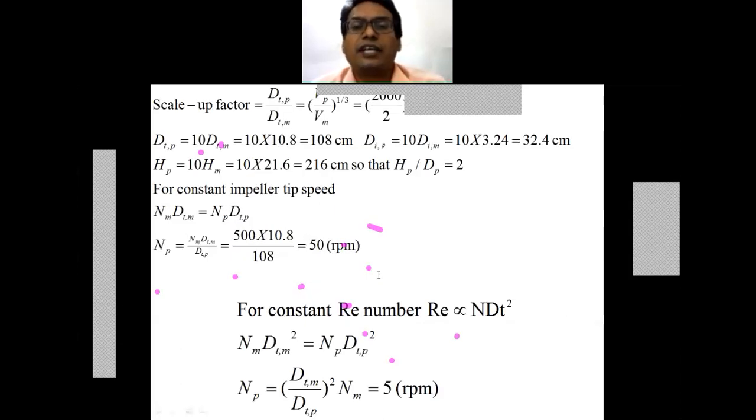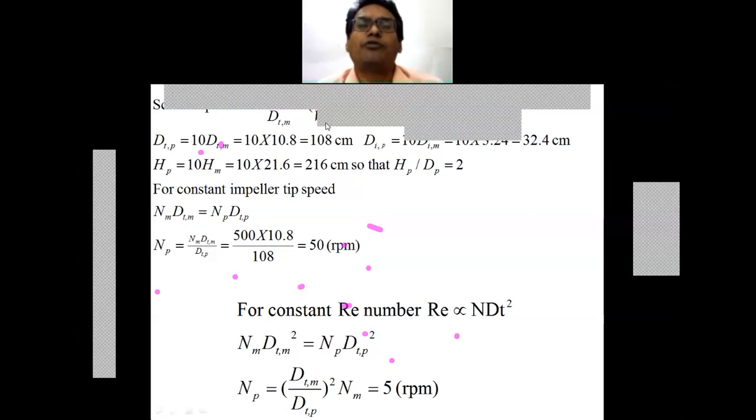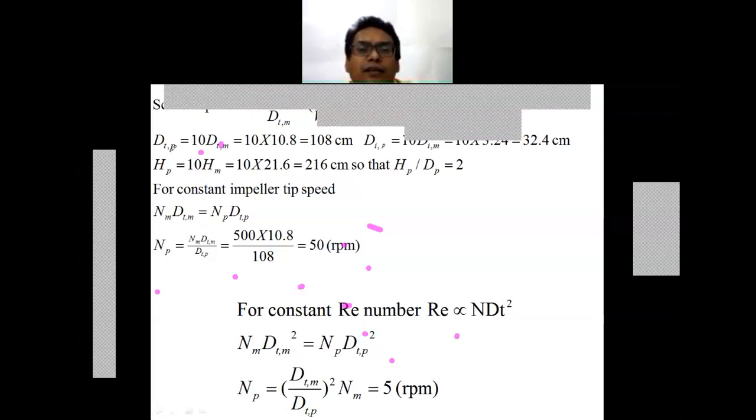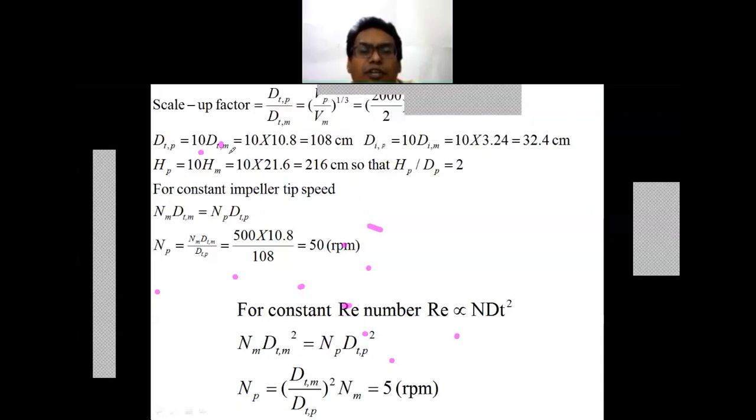The scale factor Dtp upon Dtm is the ratio of the diameter of the prototype tank to the diameter of the tank in the model. That corresponds to the volume of the prototype upon the volume of the model, so you are getting 2000 upon 2 raised to the 1/3, which is nothing but 10. Then the diameter of the tank is 10 times the diameter of the tank of the model, that corresponds to 108, and then 216 is the height.